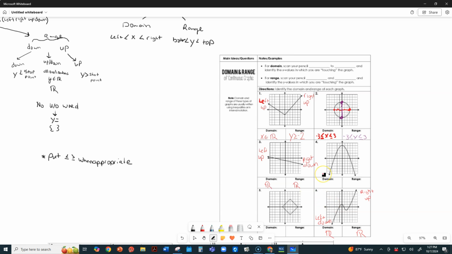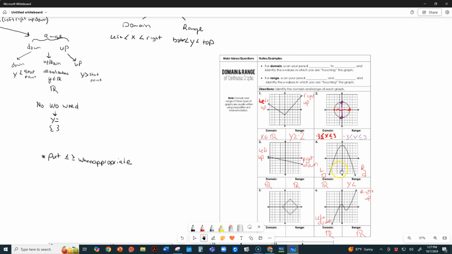Okay. This one I have on the right, I'm going down and I'm getting lazy. On the left, I'm going down. So I used the word left and right. Since I used left and right, my domain is all real numbers. I only use the word down on this one. I use down on both sides. So if I use down on both sides, then it's Y is less than. My range is Y is less than my stopping number.